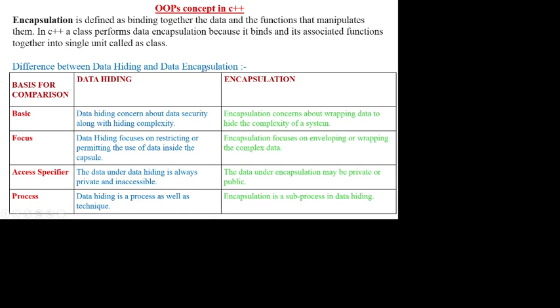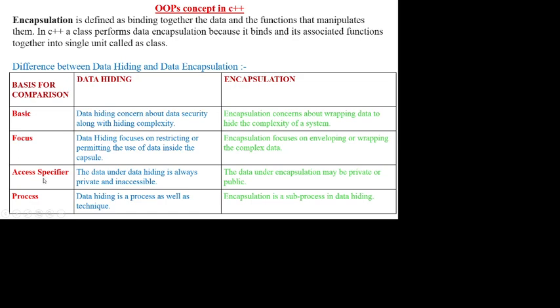The difference between data hiding and data encapsulation is defined in four things. On the basic comparison, data hiding is concerned with data security along with hiding complexity, while encapsulation is concerned with wrapping data to hide the complexity of the system. Then, on focus, data hiding focuses on restricting or permitting the use of data inside the capsule, and encapsulation focuses on enveloping or wrapping complex data.